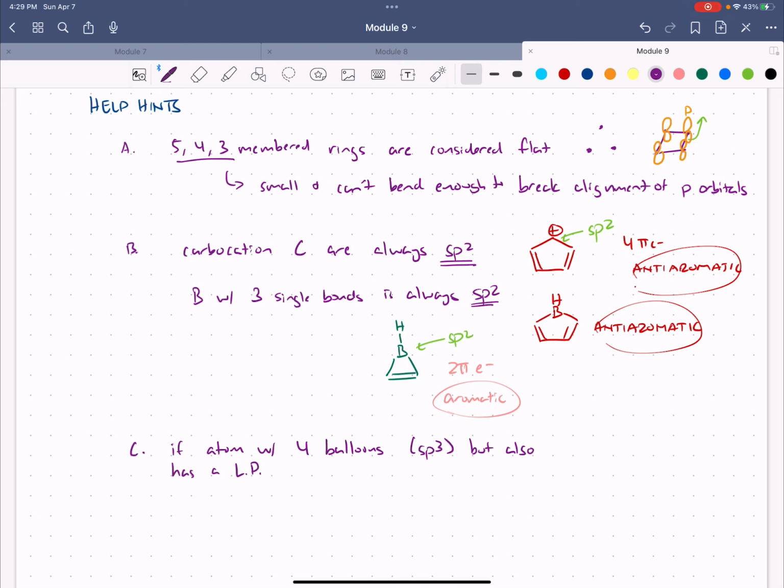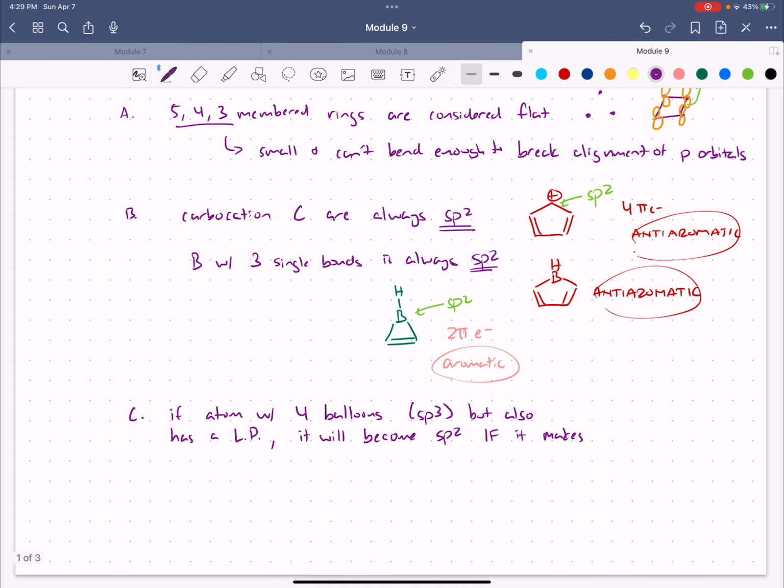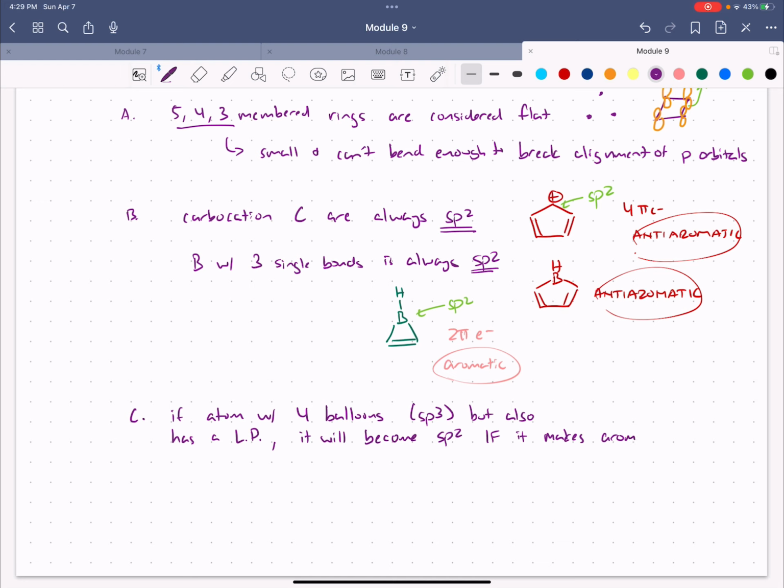If an atom with 4 balloons, sp3, but also has a lone pair, it will become sp2 if beneficial, if it makes it aromatic. But yeah, I'll write that down. If it makes the molecule aromatic. If it makes it anti-aromatic, then it's better to be sp3 and become non-aromatic than to be sp2 and become anti-aromatic.